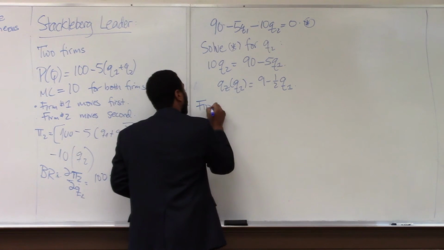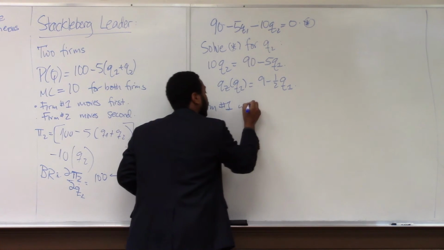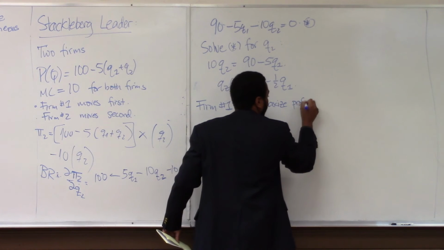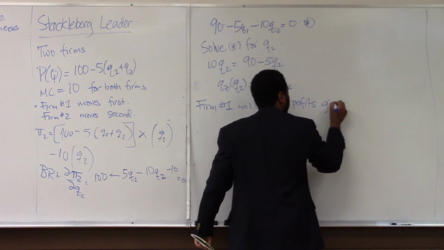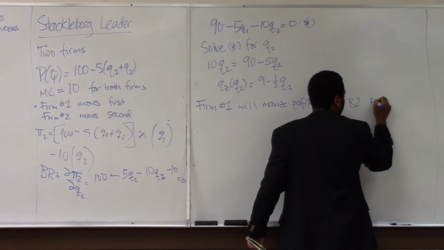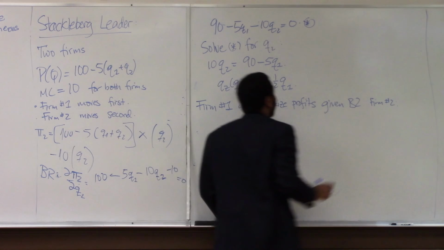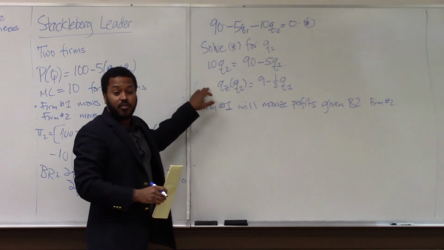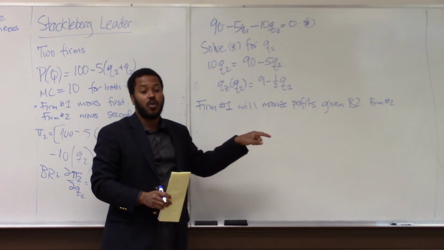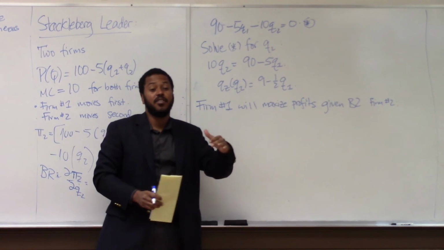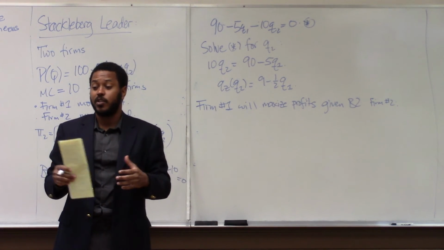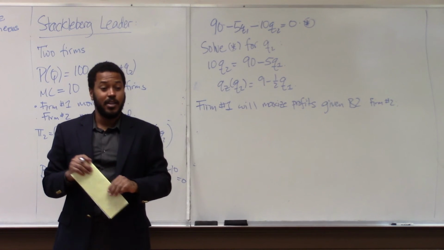Now, firm number 1 will maximize profits given the best response of firm 2. So what that means is that when we write down firm 1's profit, we're going to plug in the best response directly into firm 1's profit function, which is very different from solving for the best response for firm 1 first and then equating that to the best response for firm 2. Does everybody understand that distinction?